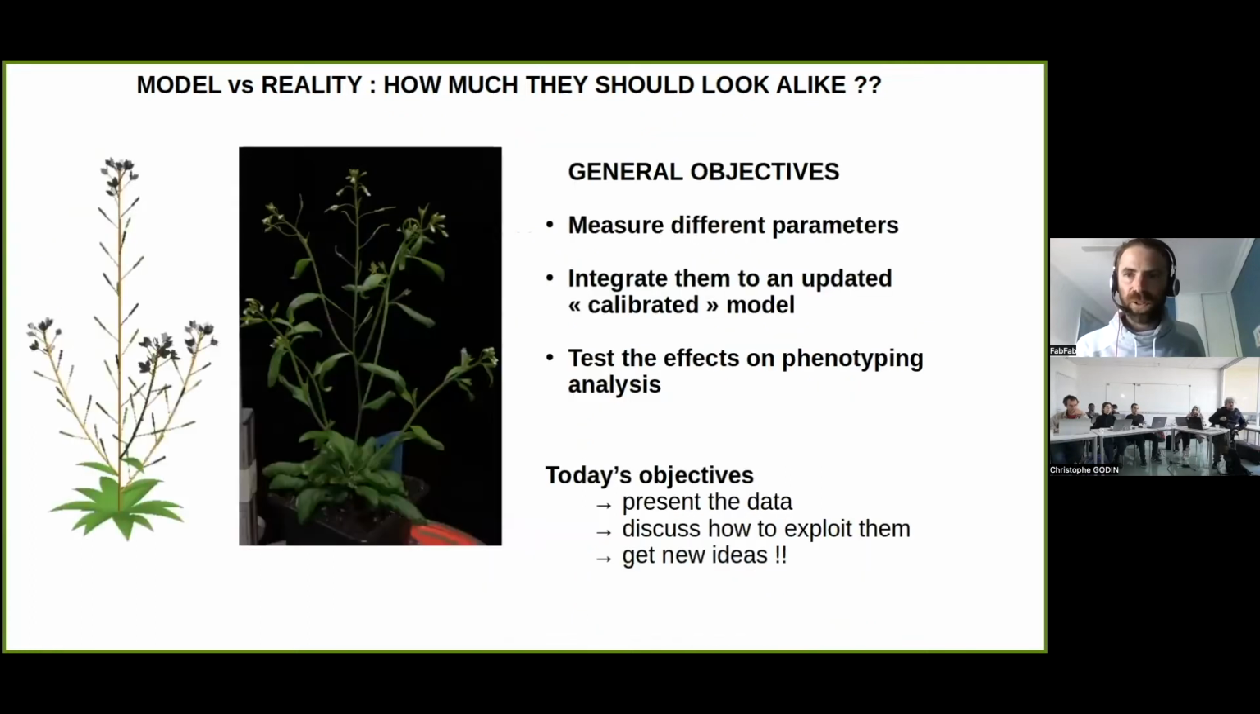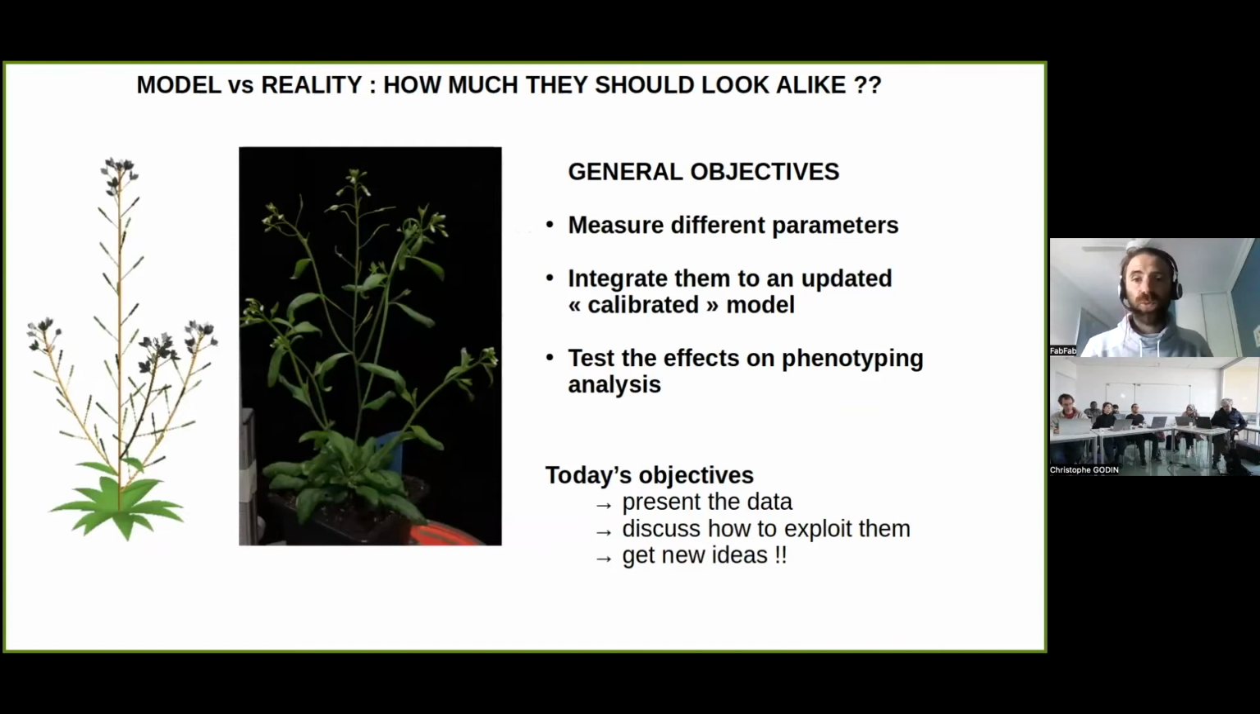Okay, so now the general objective of this calibration is to try to measure different parameters and integrate them into an updated calibrated model of this reference accession. Accession is the term to name, in Arabidopsis, a plant which is a fixed genotype, and that should be the same in all different labs.